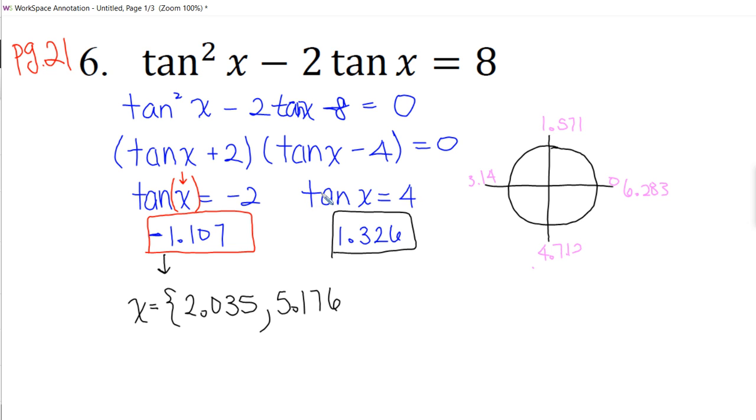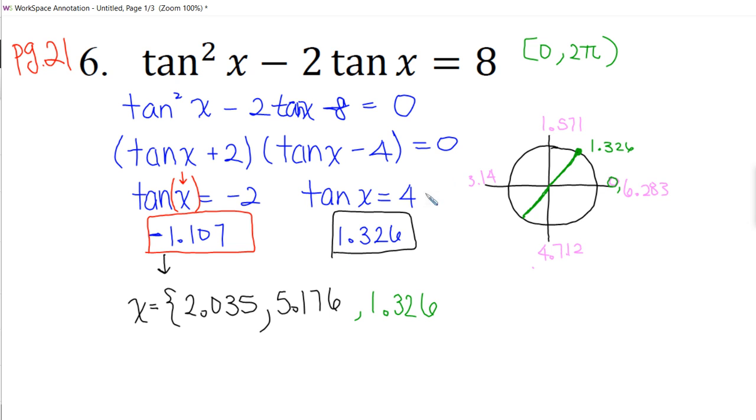So if it's 1.326, we automatically know it's going to be between 0 and pi over 2, right? So I will have a triangle here, which means there will be another triangle on this side, because my tangent, which is y over x, has to be positive. In the first quadrant it's positive over positive, which gives a positive answer. In the third quadrant it's negative over negative, so it also gives us that answer. So right there is 1.326, which satisfies our domain of 0 to 2 pi. So I'm going to put that answer there.